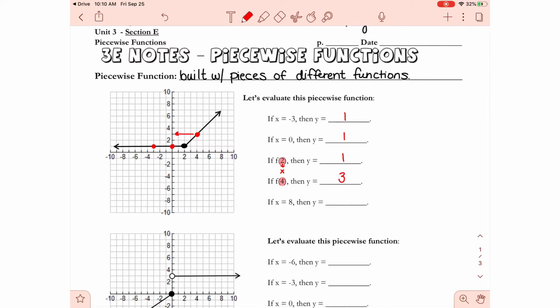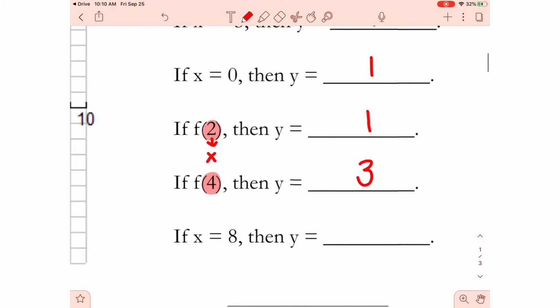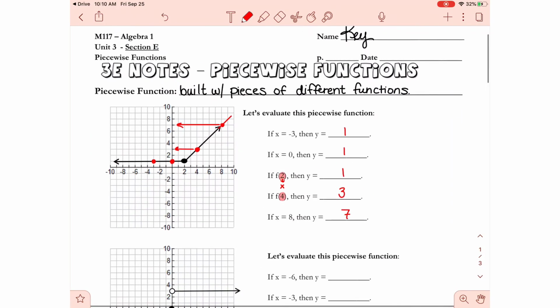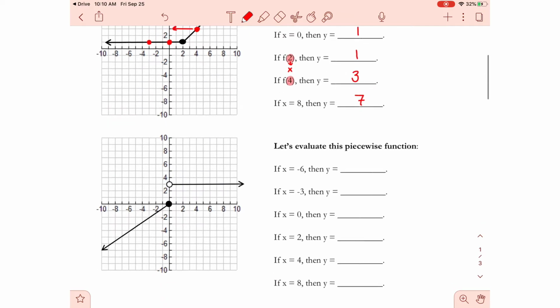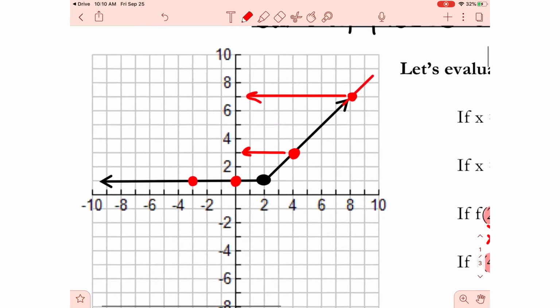And finally, at x equals 8, what is the y value? We have to kind of extend the graph a little bit, assuming it's going to keep going like this. At x equals 8, the function should be right here, and that y value is 7. So far, this is really no different than what we did in section D. But then we get to something a little bit more fancy. This is a special kind of piecewise function that has what we call a jump discontinuity. In other words, it's disconnected, okay? Whereas this one is connected the whole time.